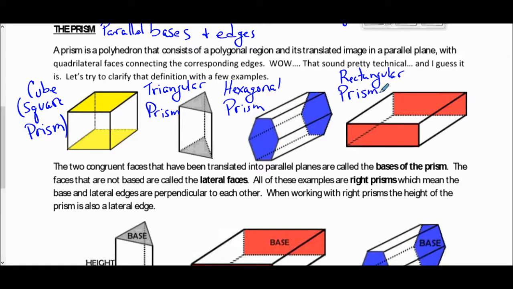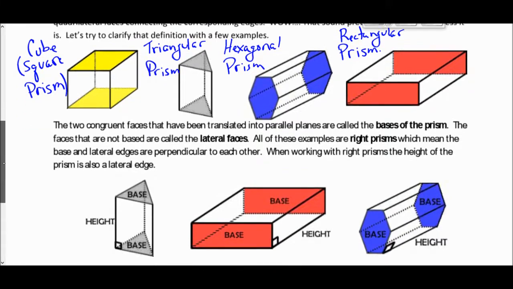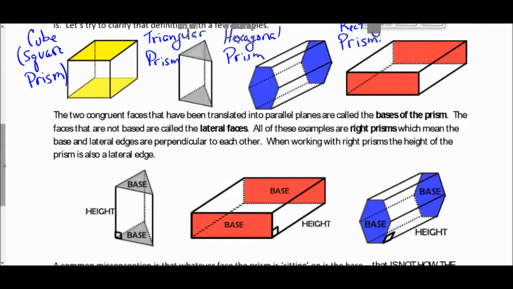And by the way, again, on this one, like the cube, any pair of opposite faces could be considered the base because they fit the criteria. They're parallel to each other and congruent. So in a rectangular prism and a cube or square prism, any pair of opposite sides could be the base. Now some terms we need to be familiar with here. We know about the bases of the prism. If it's not a base, we call it a lateral face, okay?